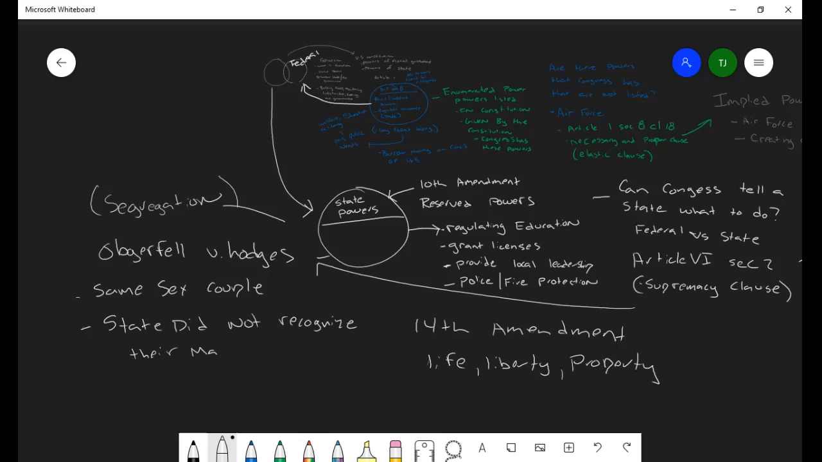What am I supposed to put down on the 14th Amendment again? Life, liberty, and property. Okay, or you can put the due process clause.